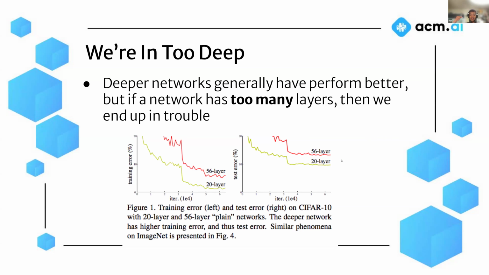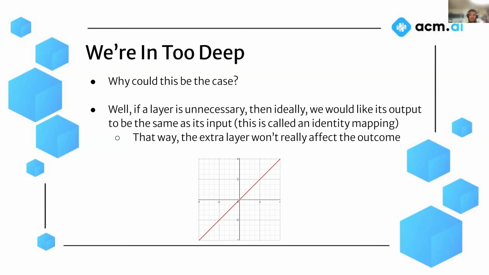So we're in too deep, right? Why would this be the case? Well, if a layer is unnecessary, suppose, for example, you have a 5-layer neural network, and it has a certain accuracy. And suppose you can get a 10 or 15-layer neural network. In an ideal world, the 10 or 15 layer should have at least the same capability as your 5-layer neural network, because you could just make the rest of the layers identity functions and they output the exact same thing as a 5-layer network.